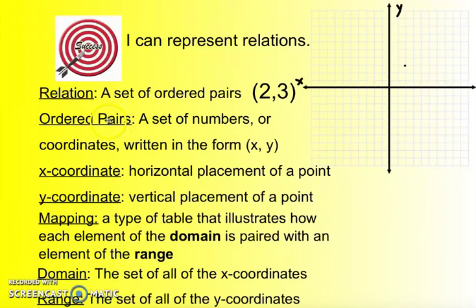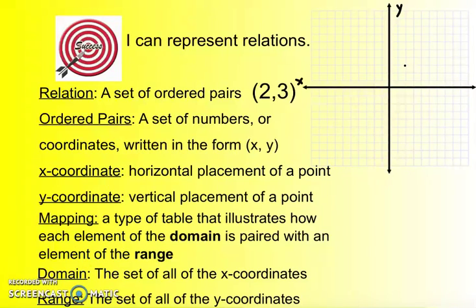So ordered pairs, you could write that down. X-coordinate, we just talked about that. That's the first number that shows us how to move on the horizontal axis or the x-axis, and then the y-coordinate shows us how to move vertically on the y-axis.